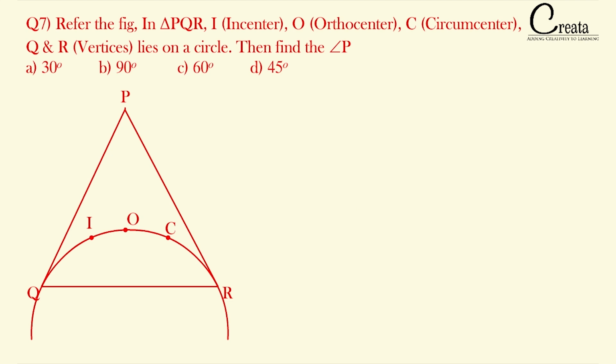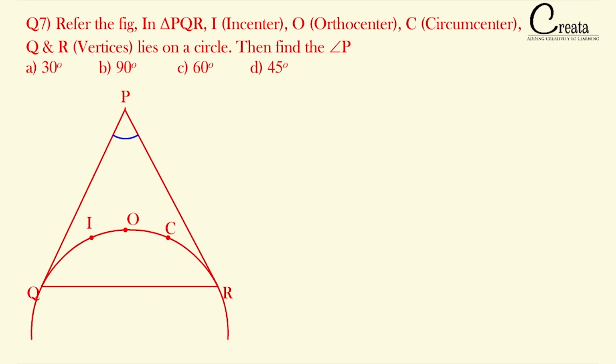Our first step is to observe and visualize the question. In this question, a triangle PQR is given. This is the triangle PQR. For this triangle PQR, the three points are given, that are incenter, orthocenter and the circumcenter. And for this question, these three points are lying on a circle which is also passing through the two vertices, that is Q and R. We have to find the angle P, that is this angle. Okay, let's proceed with the question.